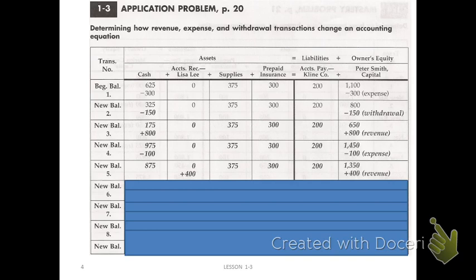Okay? So I'm going to let you guys go ahead and work on transactions 6, 7, and 8, and we will go over our answers tomorrow in class.